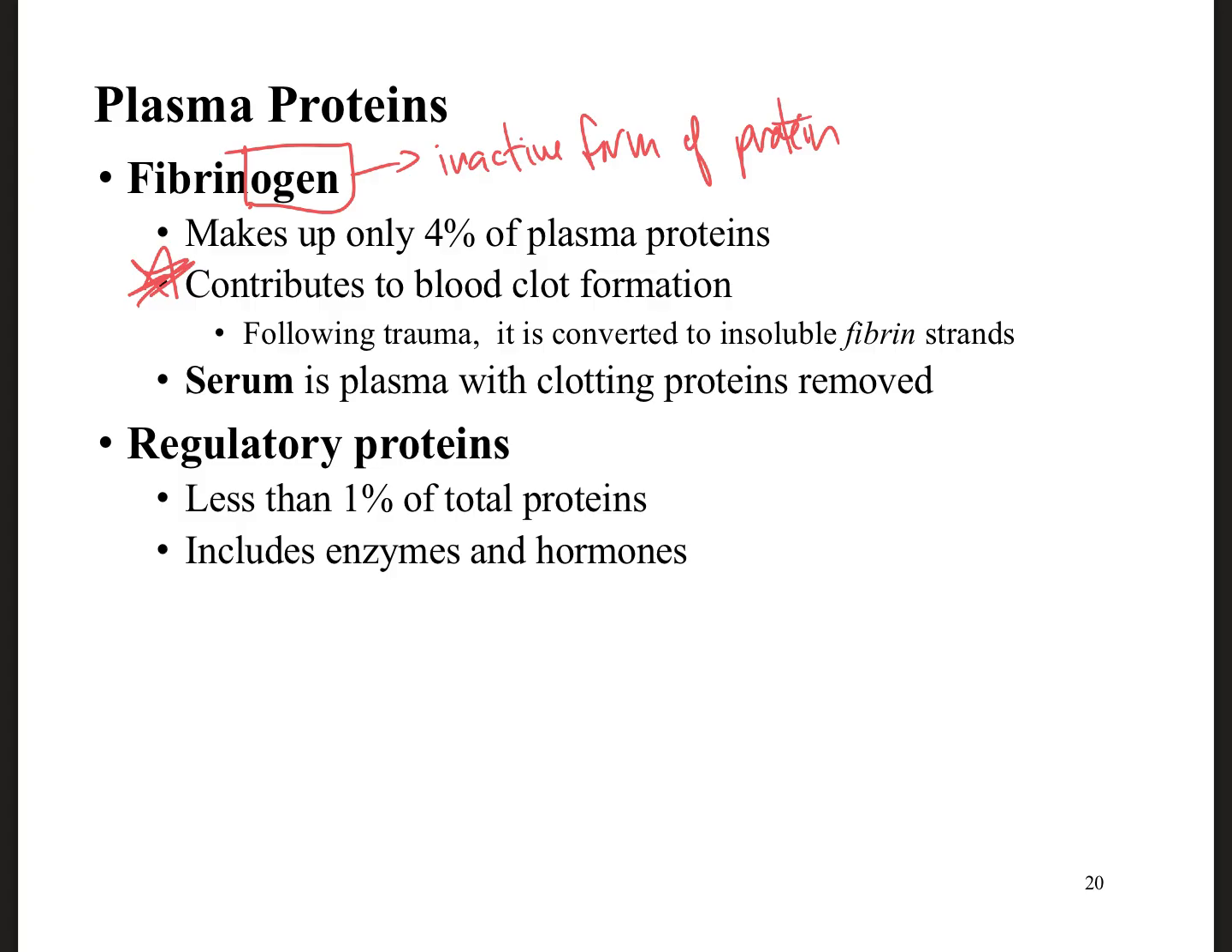And then finally, less than 1% of proteins are your regulatory proteins, enzymes and hormones that are important for the body. Okay, so by far, in terms of importance in proteins: albumins, globulins, and then fibrinogen for hemostasis and clot.